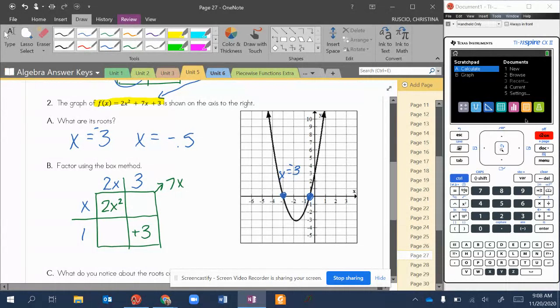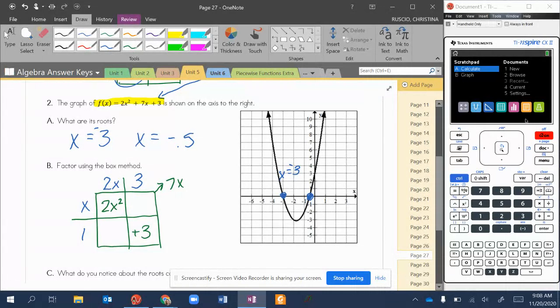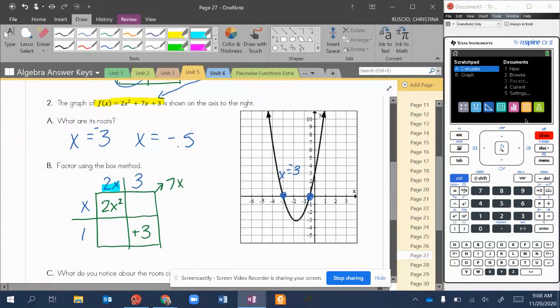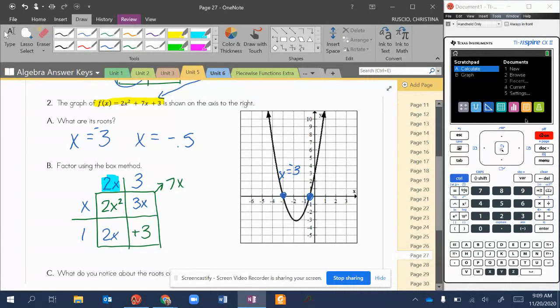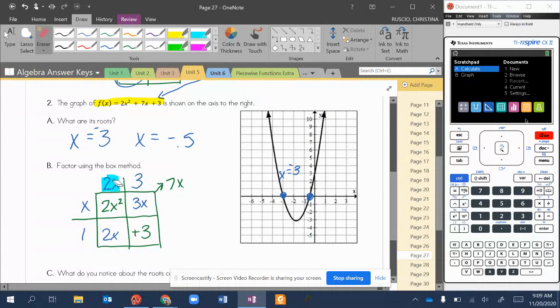Okay, I'm going to do this first to show you why this particular method is important, especially when we have a coefficient in front of the x. Okay, so even though 3 and 1 are the only two numbers that multiply to 3, if we put the 3 here, we'll get 3x, and we put the 1 there, we'll get 2x. 2x plus 3x is not 7x. So a lot of times people will think, oh, 3 and 1 won't work, but that's not true. This 2 here changes things quite a bit.